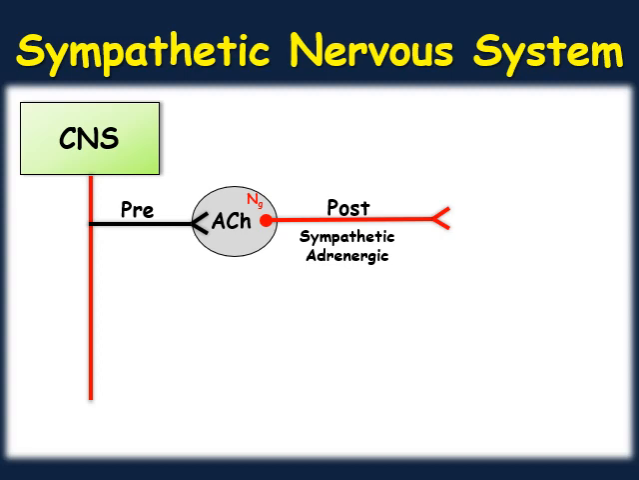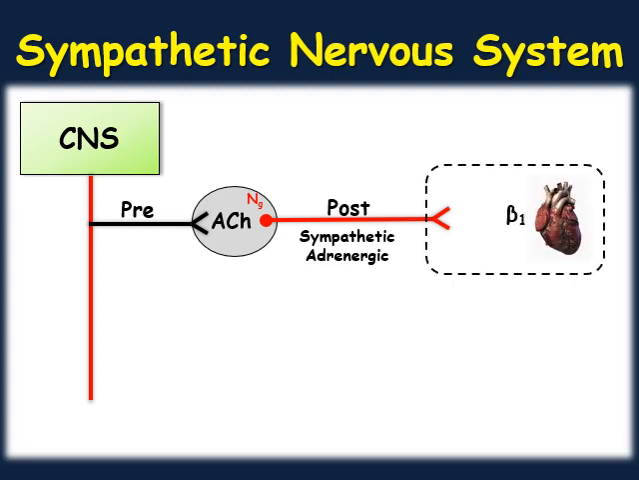All right, so the acetylcholine is released from the preganglionic nerve fiber, and then the acetylcholine is going to bind with an NG receptor, which is nicotinic ganglionic, in the ganglion. And it's going to send an impulse down the postsympathetic nerve.